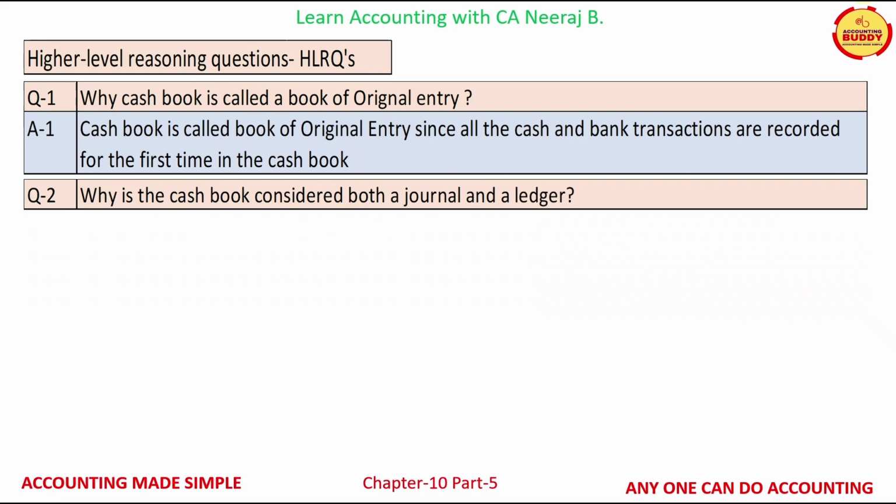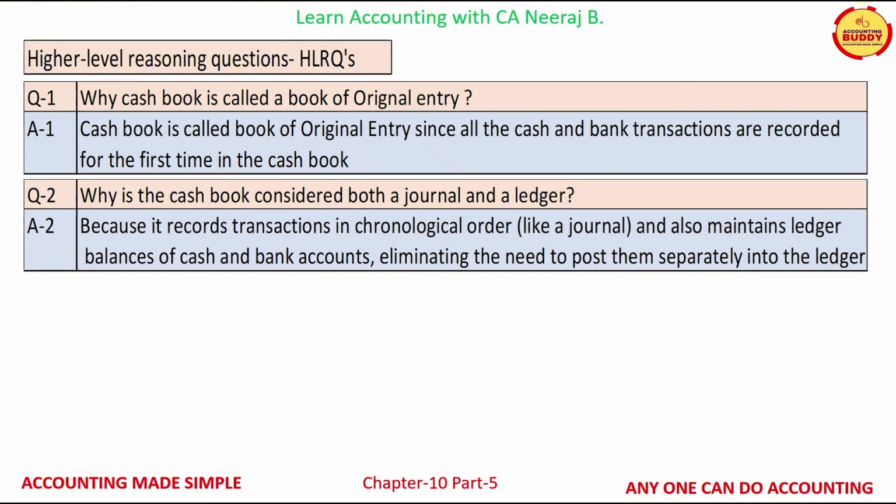Question number 2 is why is the Cashbook considered both a journal and a ledger? And the answer is because it records transactions in chronological order like a journal and also maintains the ledger balances of cash and bank accounts, eliminating the need to post them separately into the ledger.